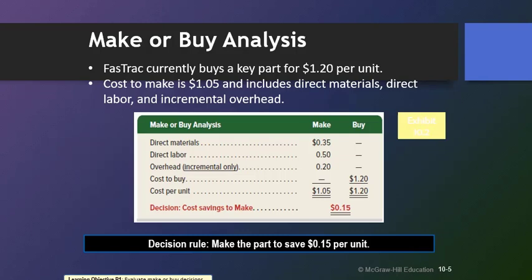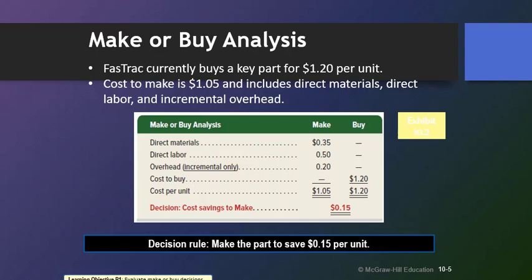Okay, so now what we're going to do is walk through a variety of different types of decisions, and we are going to look at some examples of how we might help management to walk through these types of decisions and to make the right choice here. Okay. So the first thing that we're going to look at is a make or buy analysis. Sometimes this is also called make versus buy, or it's called an outsourcing decision.